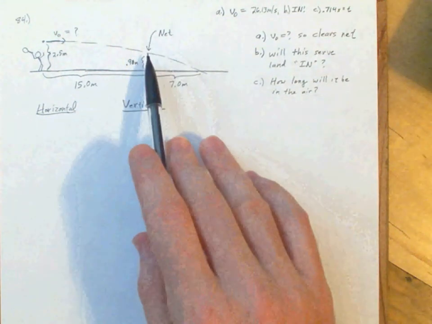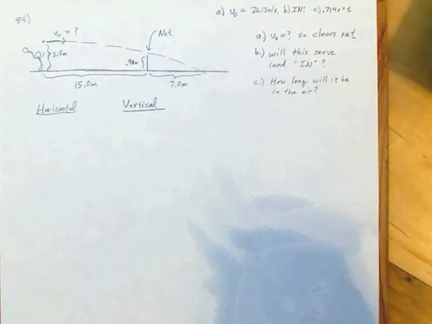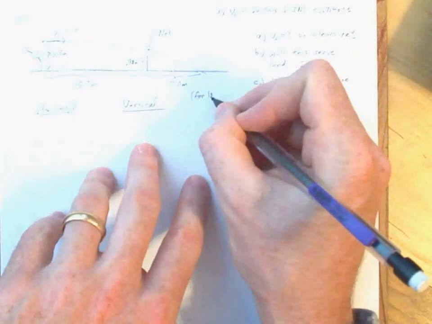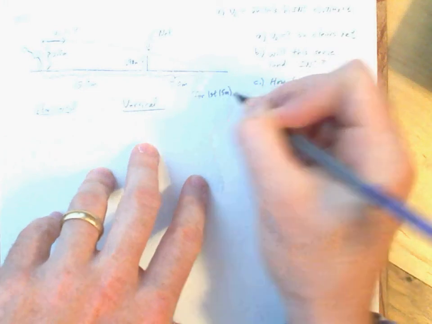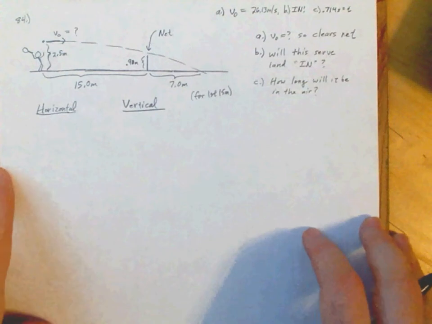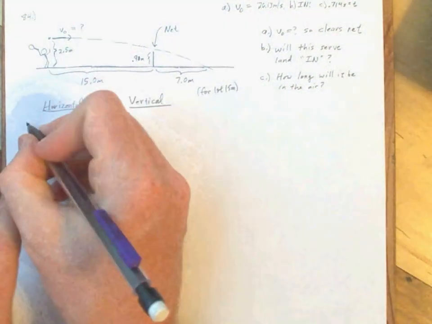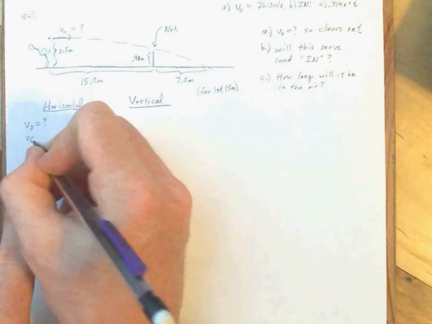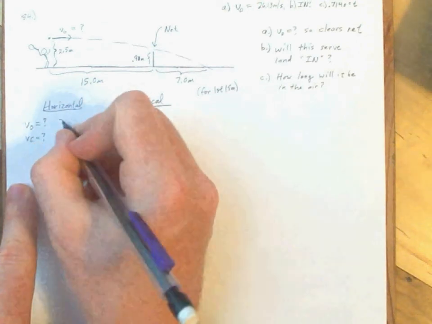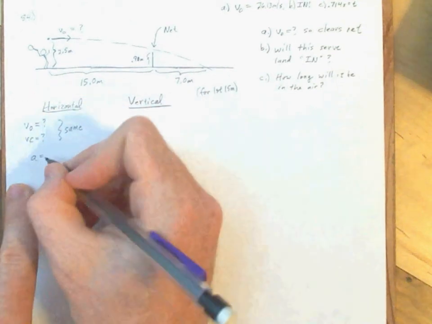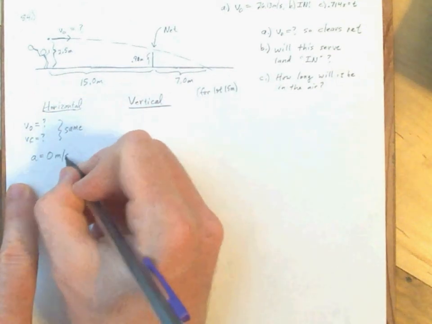Second part then is, alright, now does it land in. So this variable list is only for the first 15 meters right now, 15 horizontal meters. Okay, so horizontally, my original velocity, I don't know what it is. That's what I'm trying to find. My final velocity, I don't know what it is. I know these two are the same, because there's nothing pushing or pulling to make this speed up or slow down. My acceleration is 0.